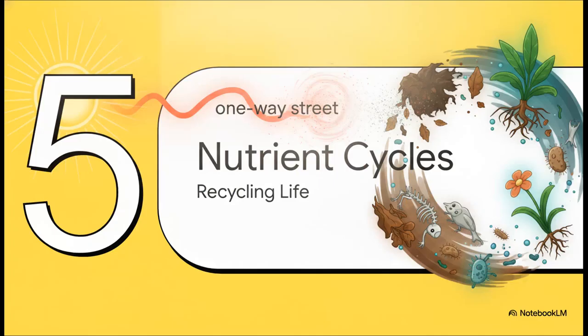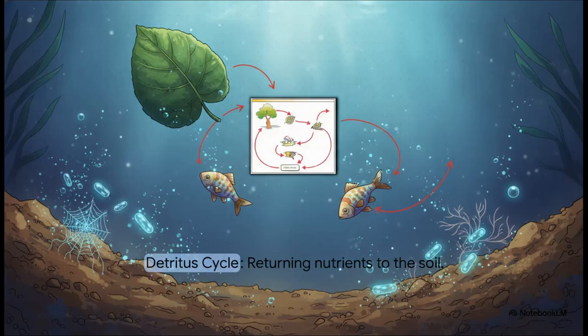All right, our final stop, Section 5, Recycling Life, Nutrient Cycles, the Detritus Path. So we know energy is a one-way street that ends in lost heat. But what happens to the physical matter of the organisms when they actually die? Well, this is the detritus path. When an organism dies, say a plant drops a leaf or a fish passes away, it becomes detritus. It falls all the way to the bottom of our pond. And right here, the detritus food chain begins.